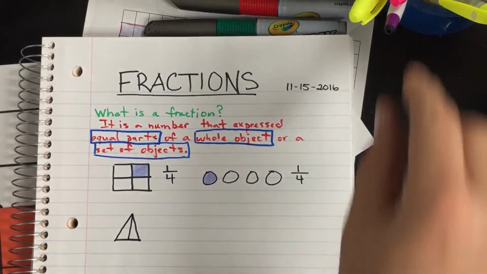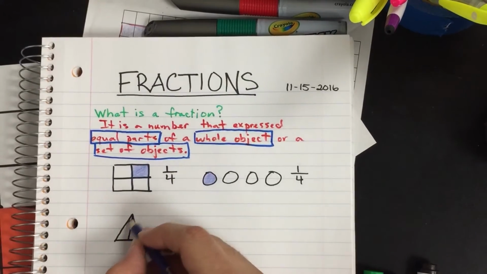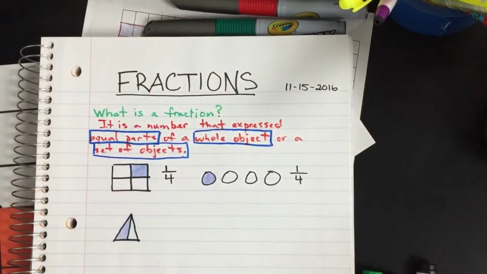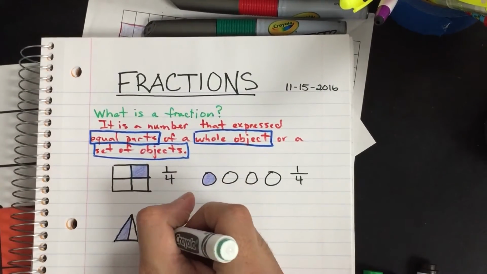So how many would I shade? 1. Just one side, right? Then that just equals 1/2. So this is equal to 1/2.